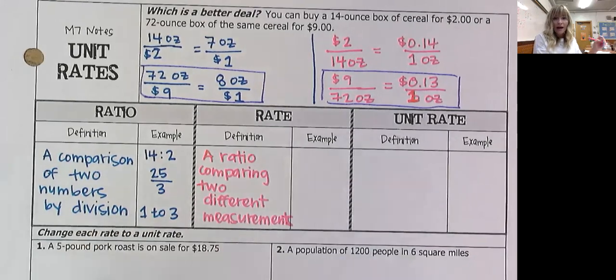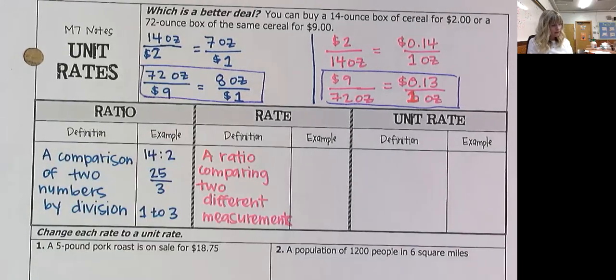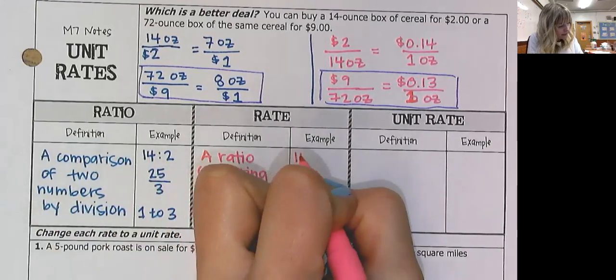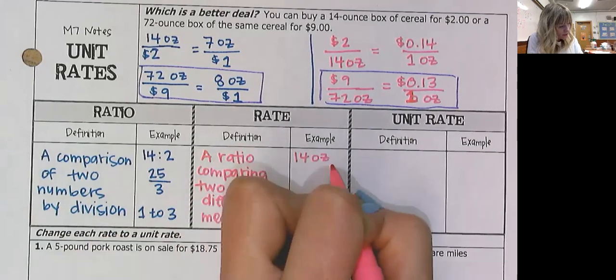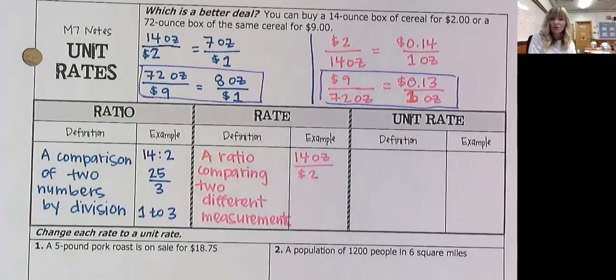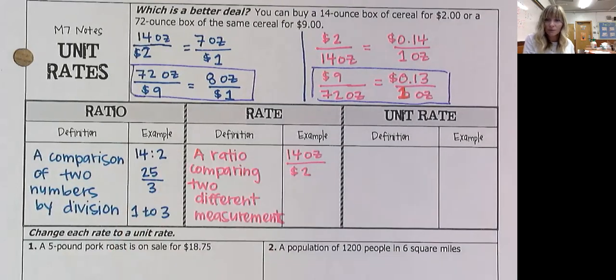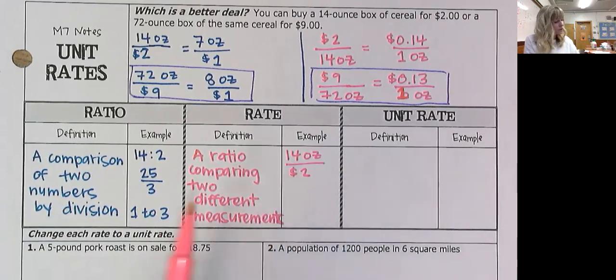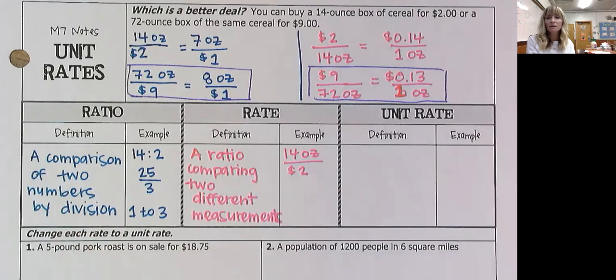Okay, so actually what we wrote up here, when we didn't just say 14 to 2, we said 14 ounces to $2. That was actually a rate. Why? Because we have labels on it. We have measurements. It wasn't just 14 to 2. What's the 14? What's the 2? It was 14 ounces to $2. The measurements here are ounces and dollars. So as soon as you put the labels on it, as soon as you put the measurements on it, you actually have something even more useful than a ratio. You have a rate. Okay?